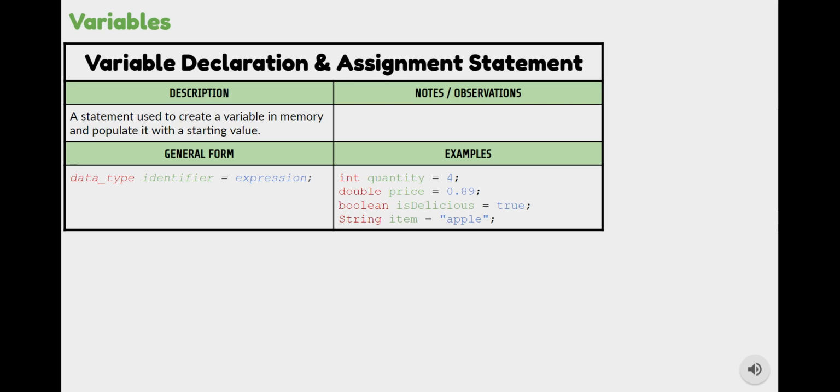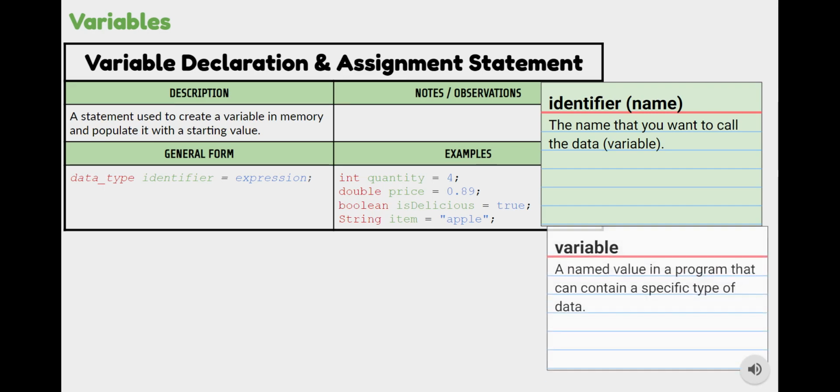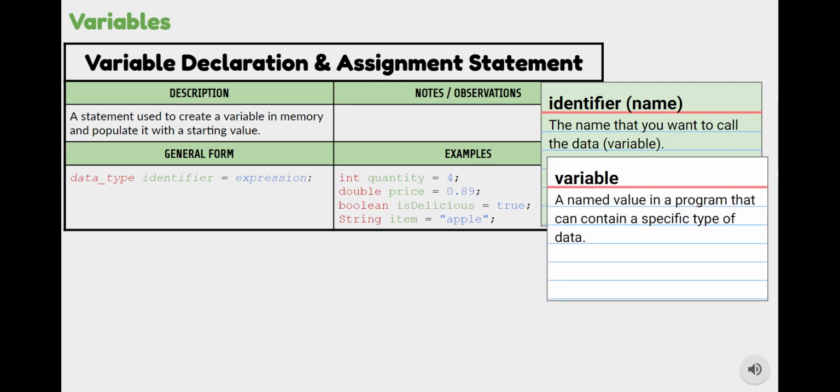In our examples box, we are declaring an int, we're giving it the name quantity, and we are initializing it with the value of 4. And you can see the other examples in there as well. So the identifier, that's just the name that you want to call that data, the name that you want to call your variable. A variable is just a named value in a program that can contain a specific type of data.